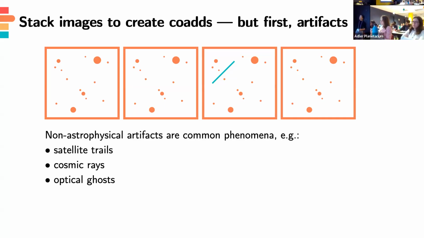So here I'm just showing a schematic of maybe we have 4 single frame exposures, and we've got this one cosmic ray in the 3rd exposure.